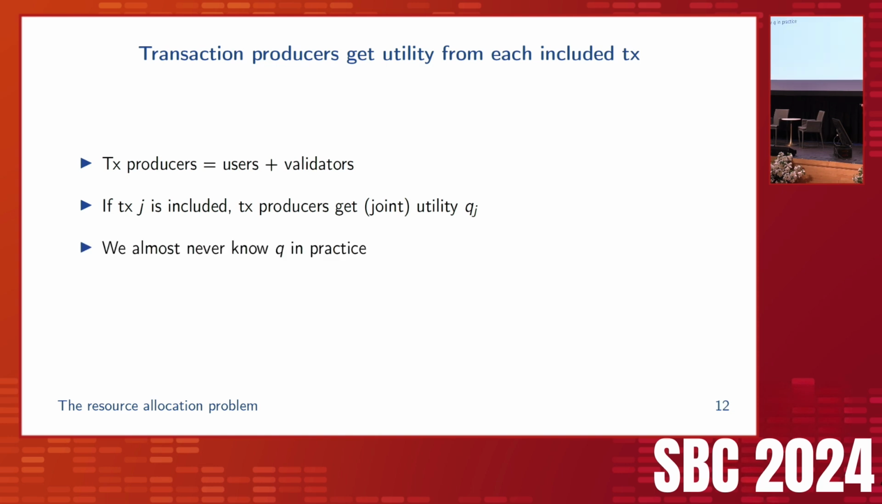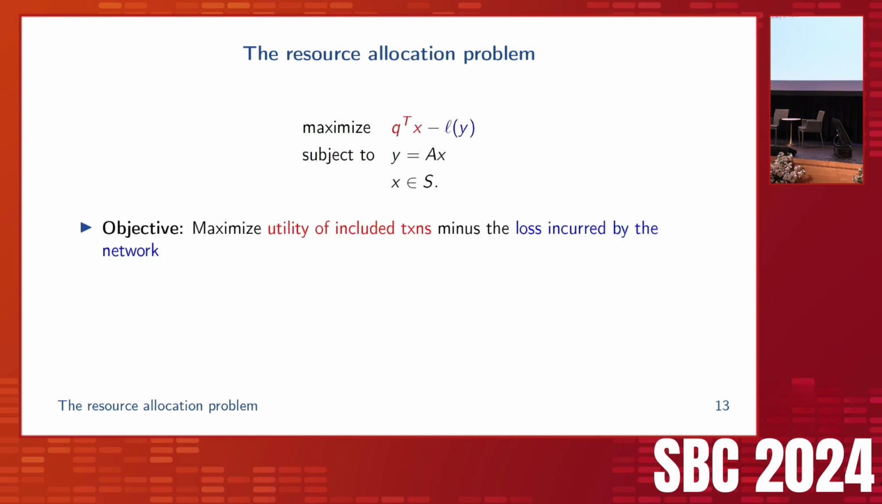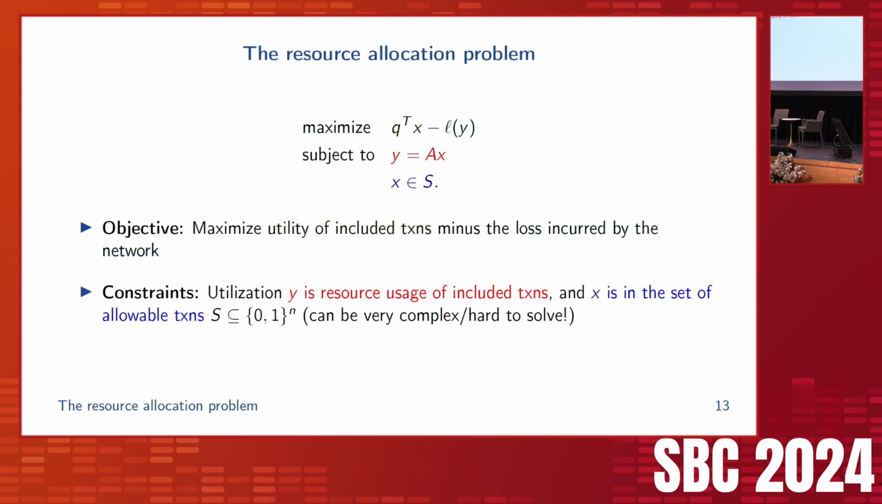And of course, we almost never know this in practice, but we'll see that we actually don't need to know this as the network. So the resource allocation problem with all these ingredients is then just to maximize the utility of included transactions minus the loss that's incurred by the network, subject to the resource usage of the network being given by that of the included transactions, and the set of included transactions is allowable. So it satisfies all the constraints that we have.